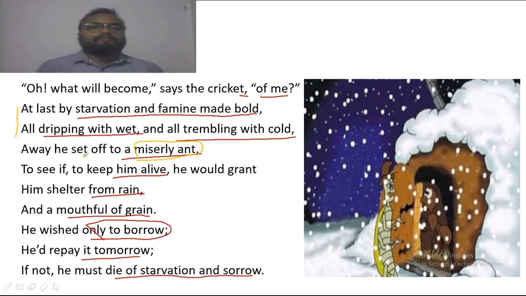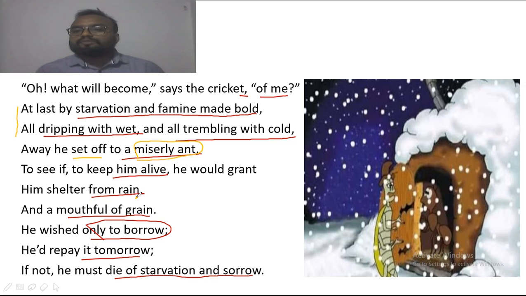So away he set off. So at some distance, perhaps an ant was living over there. Now he thought that he should go there. So he set off. He is now going to that ant to see if, to keep him alive, he would grant him shelter from rain. So he went there so that he would make a polite request, and so that the ant may provide him shelter from rain, so he may get some shelter.